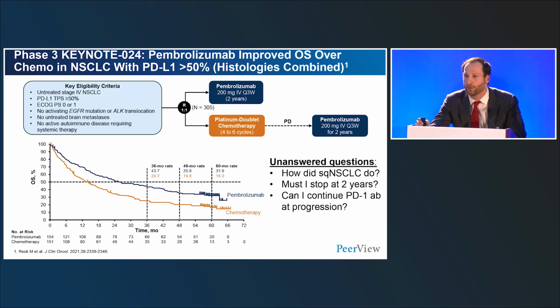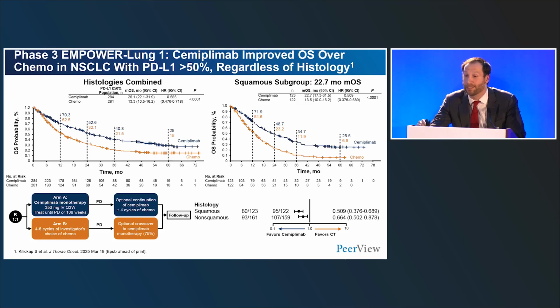Keynote 24 initial trial? More recently, the Empower Lung 1 trial, the cemiplimab monotherapy trial, showed that it also demonstrates an overall survival benefit in the combined histologies, and in the squamous subgroup, there's a pronounced benefit. And this is a subgroup of patients that we know traditionally does worse, has less treatment options, less chemotherapy options available to them.